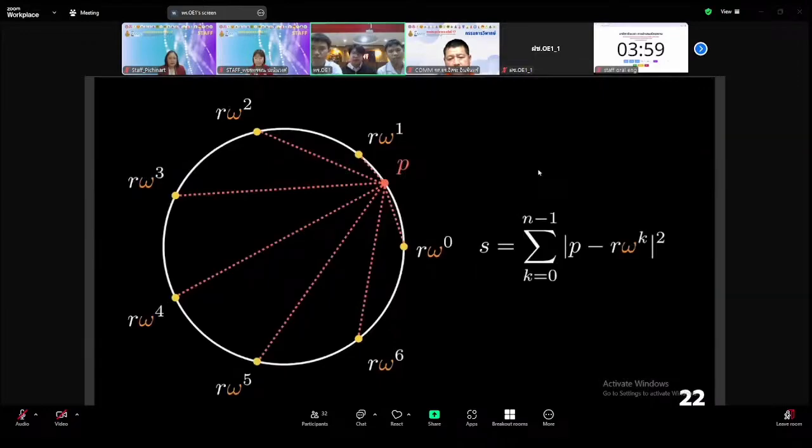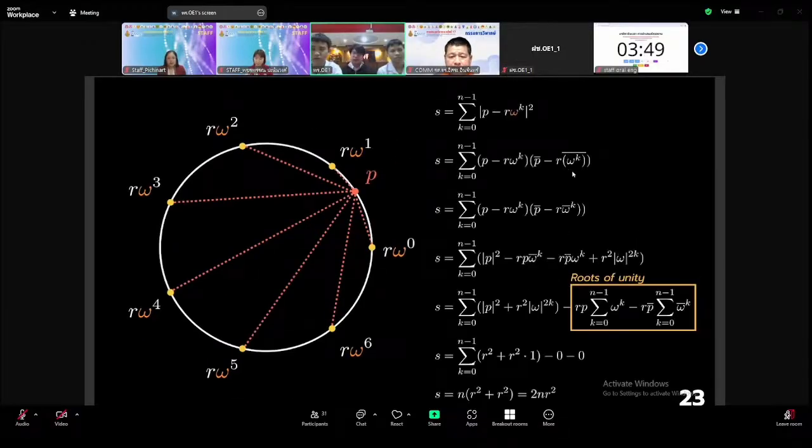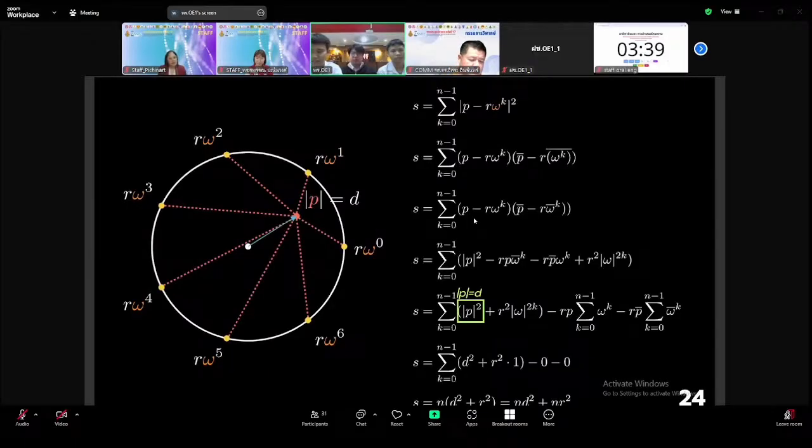And for the second case, it is actually the same, but p lies arbitrarily on the circumference of this circle, and s is the same formula here. As we simplify s, we get the result of 2nr squared. Again, as the modulus of p is equal to r in this case, the result is the same. And for the last case, we have the modulus of p equal to d right here, and s evaluates to n times d squared plus n times r squared.